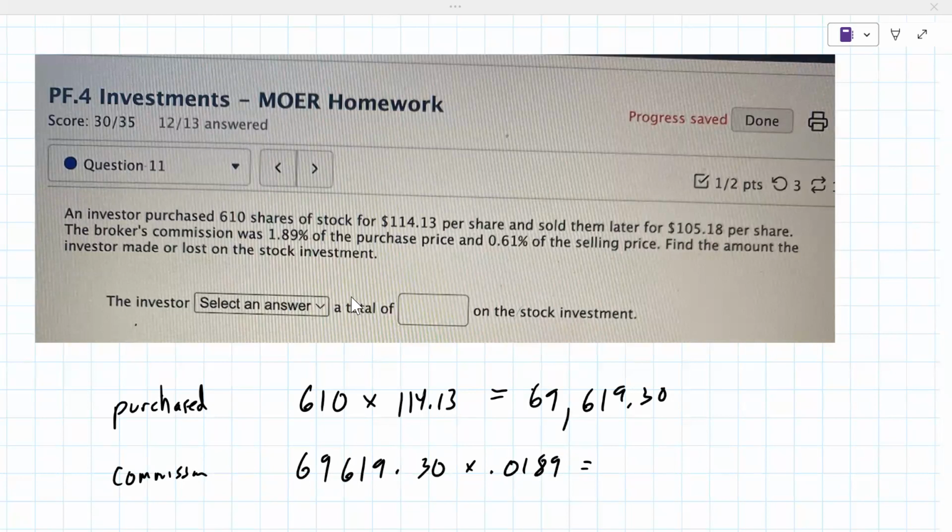Actually, what's not clear to me is whether you need to take into account the commission. Let me look at the next question, maybe that will answer my question. The way I read this, we don't need to know the commission, but it bothers me that they're giving you the commission. They're possibly trying to trick me.